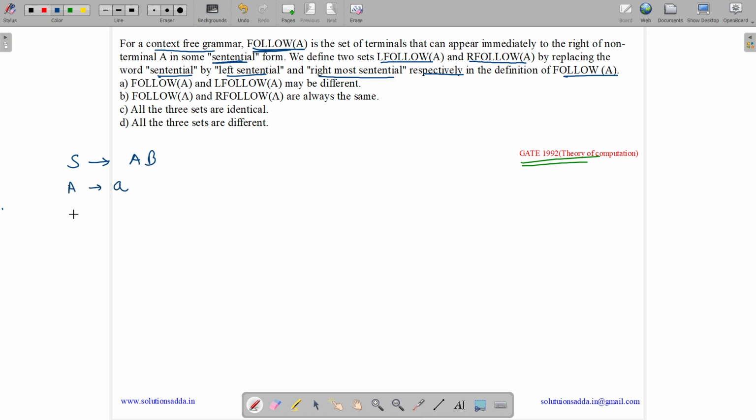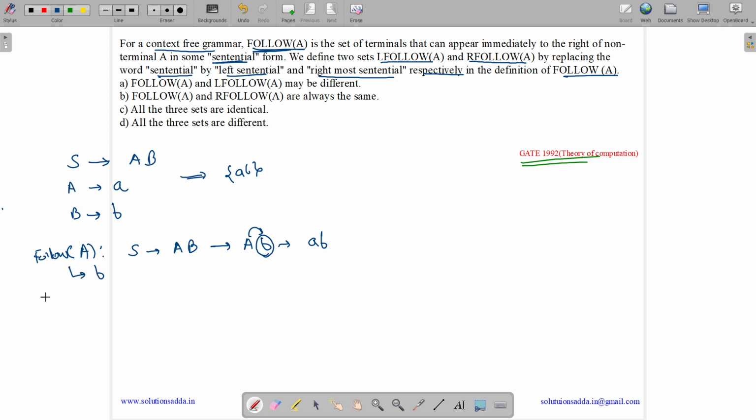S implies AB, A implies a, and B implies b. So which string can we derive? Only string derivable is ab from the given grammar. So what is follow of A? According to the definition, follow of A is the set of terminals that appear immediately to the right of non-terminal A in some sentential form. Okay, so if we have S derives AB, then this B is reduced to b, then we have Ab. So only terminal that appears to the right of A is b. So follow of A is b.